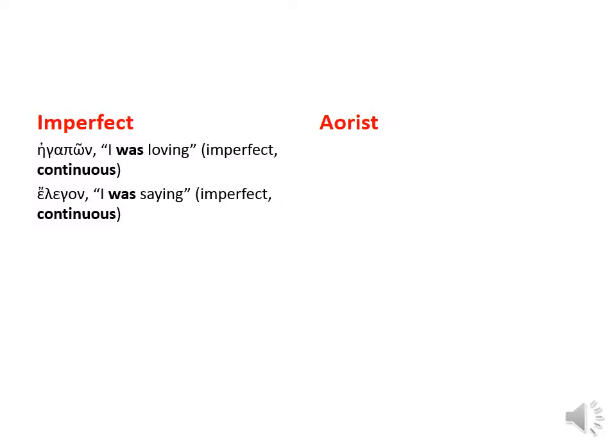Okay, just to illustrate the difference between the imperfect and the aorist. Notice the imperfect, agapon, I was loving. So loving that happened in the past, but that happened as a process over a period of time. Now how long we don't know, but it was a period of time. So that's the imperfect continuous aspect. Another example, elegon, I was saying. So not just that someone simply spoke, but that they were speaking over a period of time.